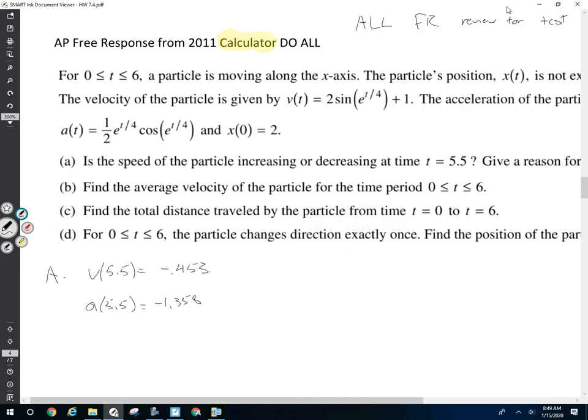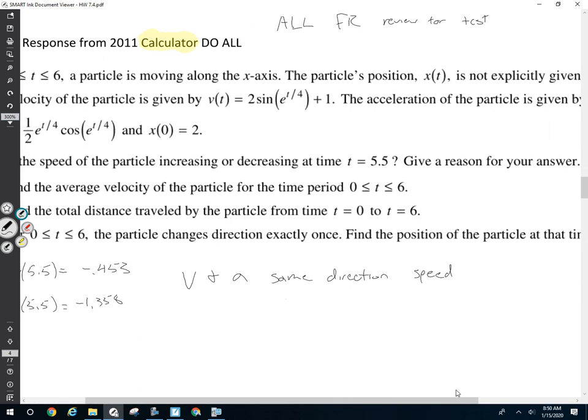Well, since v and a have the same signs, or the same direction, and this is my explanation, this is my reasoning, this will give me my full credit for the question: speed is increasing. I'm speeding up going to the left.